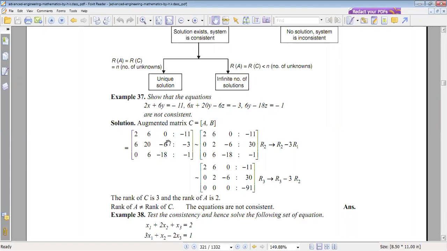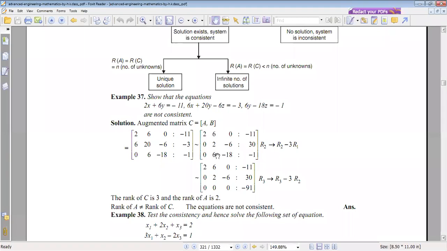So see here, 6 minus 2 3s are 6, so it will be 0. So we simply do this: Row 2 tends to row 2 minus 3 row 1. So see what you got. 6 minus 6 will be 0. 20 minus 3 6s are 18, so it will be 2. Again minus 6 minus 0 will be minus 6. Again minus 3 minus 3 into minus 11, that means minus 3 plus 33, so it will be 0.